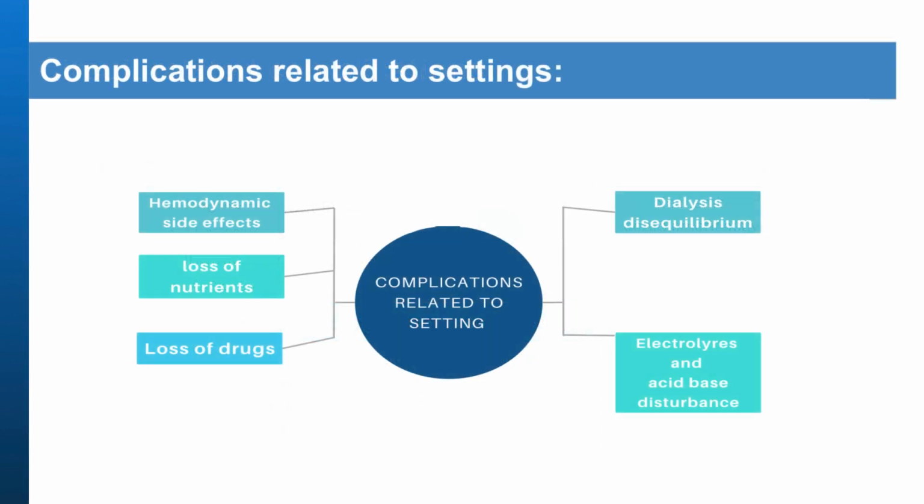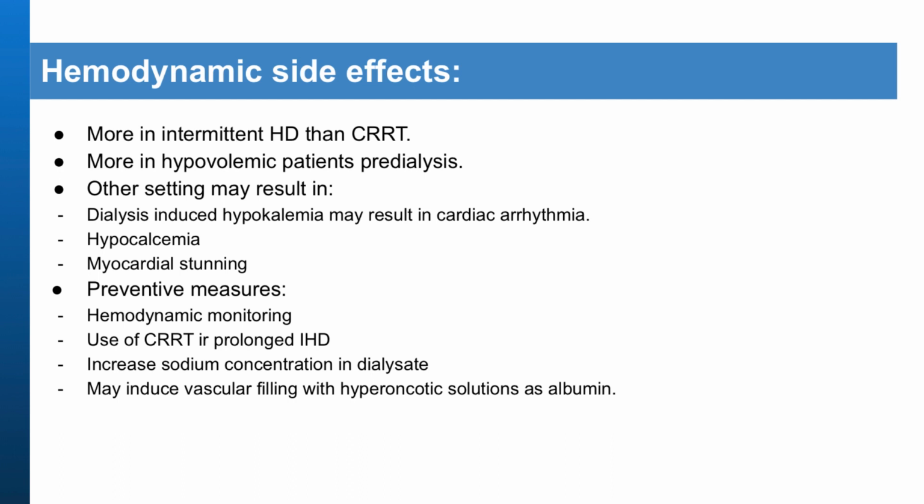For complications related to setting, number 1 is hemodynamic side effects, and this usually happens in intermittent hemodialysis more than CRRT, and the most common is hypotension. Hypotension usually happens in predisposed patients with hypovolemia. When we do dialysis, the blood is filtered and the fluids are removed from the blood, and the body compensates for this by transcellular shift of fluids.